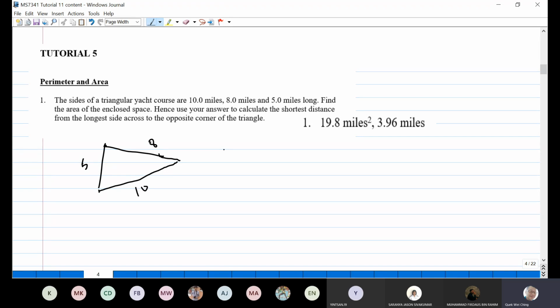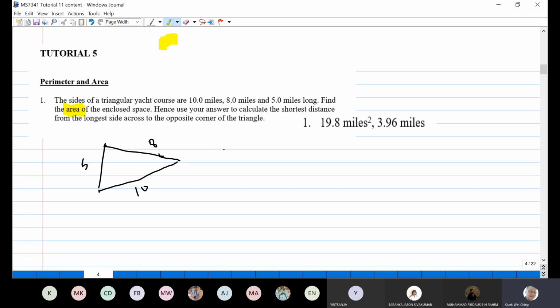Okay, three sides of triangle, 9, 8, and 10. So what they want to find is the area of this triangle, the enclosed space, right? So first is the area of this triangle. Okay, if I calculate the area of the enclosed space, which is inside the triangle now, the area of the triangle is the first part.